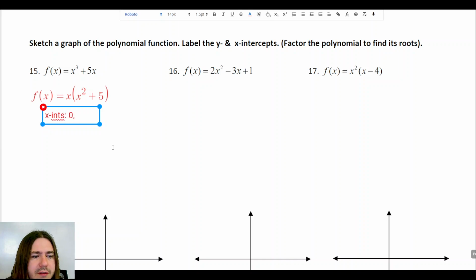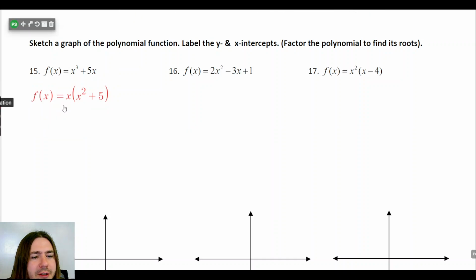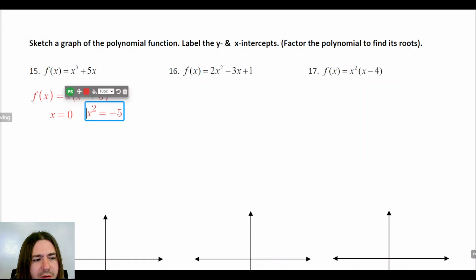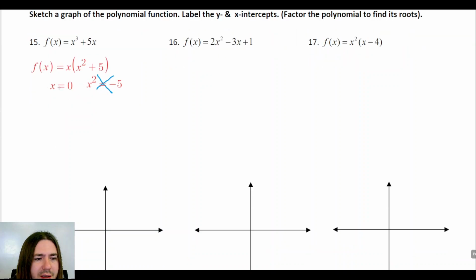Oh, wait a minute. See, this is what happens when I try to go too fast here. Okay, so what we're actually going to do is set each of these equal to 0. This one's going to be pretty obvious. But here we've got x squared equals negative 5. So this is not going to produce any real zeros. Okay, so we actually just get one x-intercept at 0, which is the same thing as the y-intercept. So we have a point here.